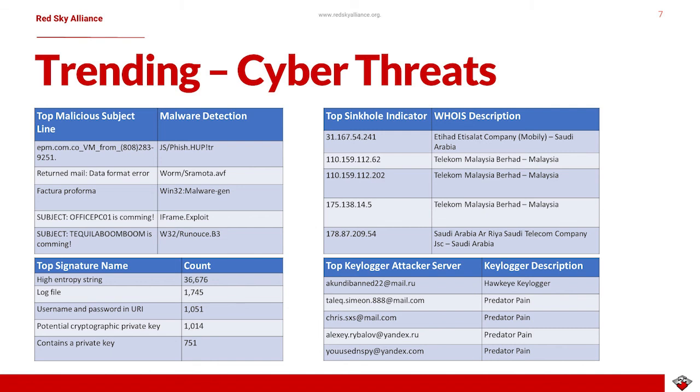Our sinkhole indicators. So we continue to see Telecom Malaysia connecting to both open and privately sourced sinkholes, and Saudi Arabia has actually got a couple networks sending quite a bit of traffic to our sinkhole collections this week. Regarding the top keylogger attacker servers this week, 4 out of the 5 top keylogger servers this week serve REDPANE, but the Akundi Band 22 at mail.ru actually has more hits in CTAC than the rest of the 4 out of 5 combined. So pretty significant C2 there for the Hawkeye keylogger malware.